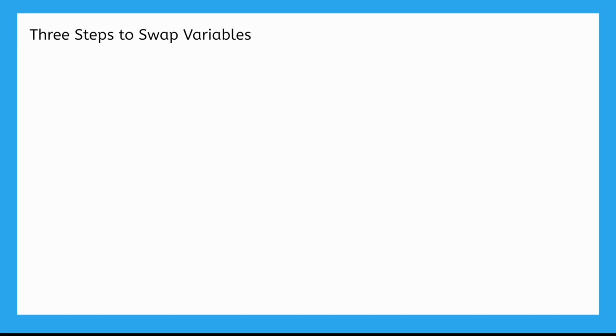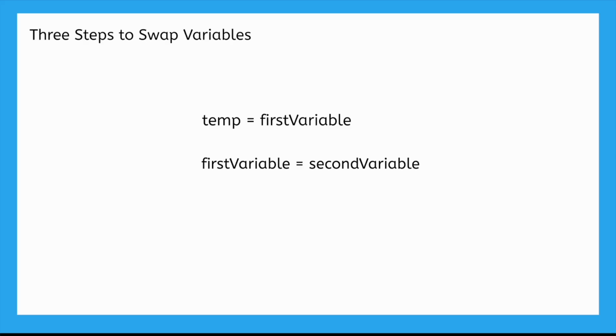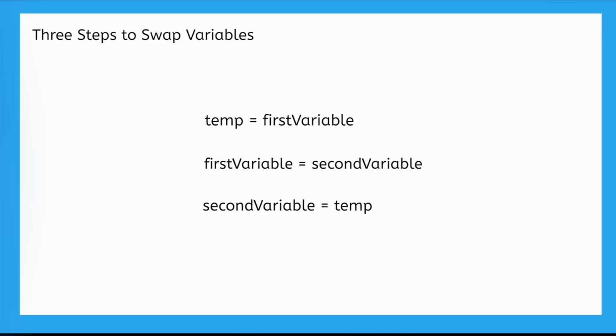So, to review, there are 3 commands we need to write in order to swap the values in 2 variables. First, we place our first variable into a temp variable. Next, we replace our first variable with our second variable. Don't worry, we saved the first variable in temp so it won't get lost. Lastly, we copy what was in our temp variable to our second variable. Now, you can use what you've learned about swapping variables to complete the swap task. Pause the video here and give that a try.